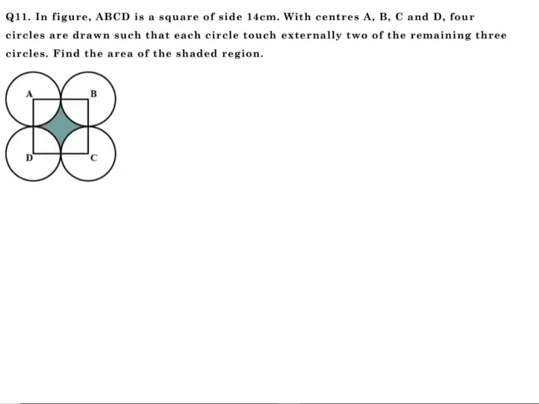In the figure, ABCD is a square of side 14 centimeter. You can look at the figure. ABCD is a square of side what? 14 centimeter. What should you do? We need to find out this shaded portion. You can see the shaded portion here. How to find that?